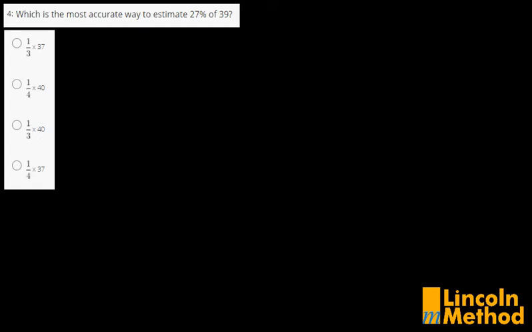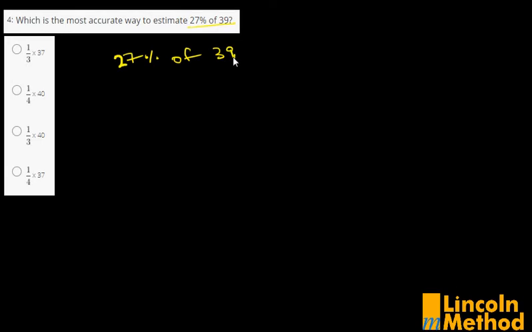Which is the most accurate way to estimate 27% of 39? So estimate 27%. I'll just rewrite this important bit of information down here of 39.